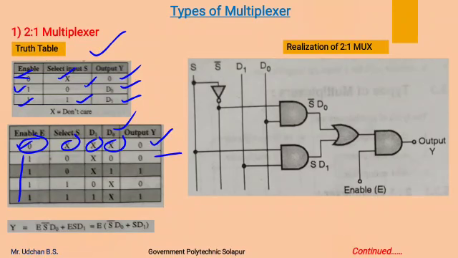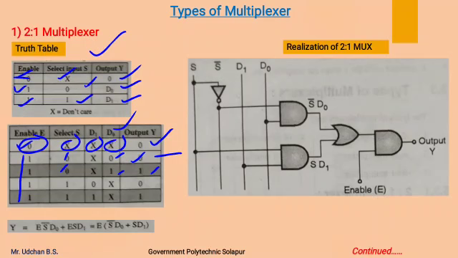For this case, the select line is 0, so it will select the D0 line. Whatever data is available over the D0 line will appear as it is on the output line, irrespective of the data available over the D1 line. Again, in the next case the select line is 0 and the D0 line is now 1, so 1 will appear over the output line Y.